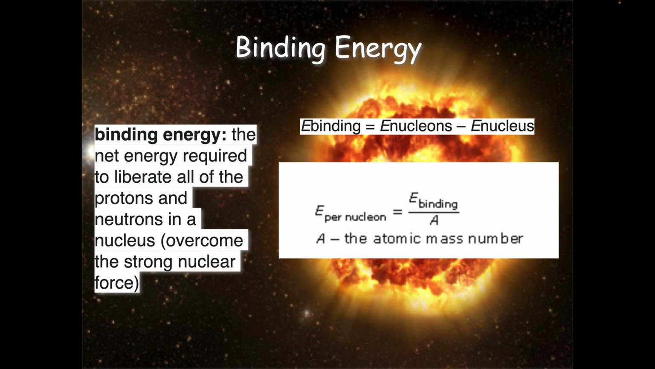Okay, so binding energy is the net energy required to liberate all of the protons and neutrons in a nucleus, so to overcome the strong nuclear force. You could say that the binding energy equals the energy of the nucleons minus the energy of the nucleus. So the binding energy per nucleon would be the binding energy divided by the atomic mass number.